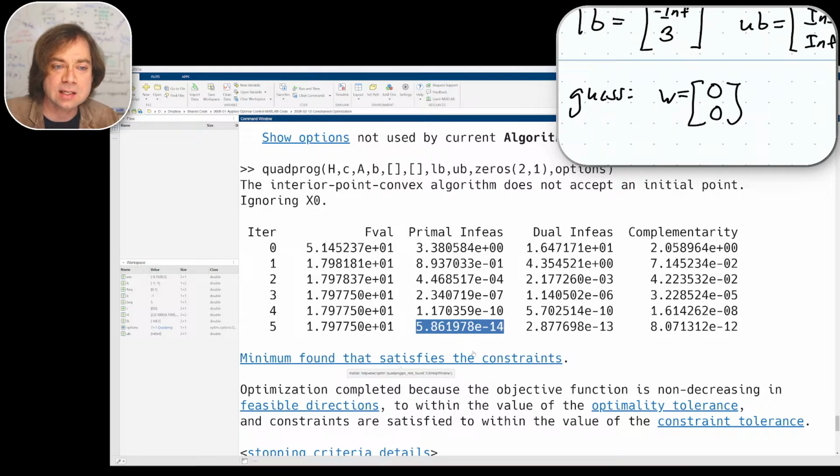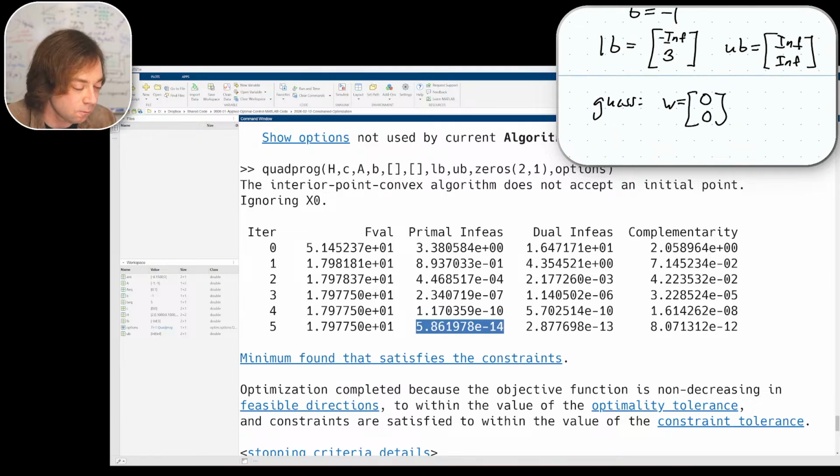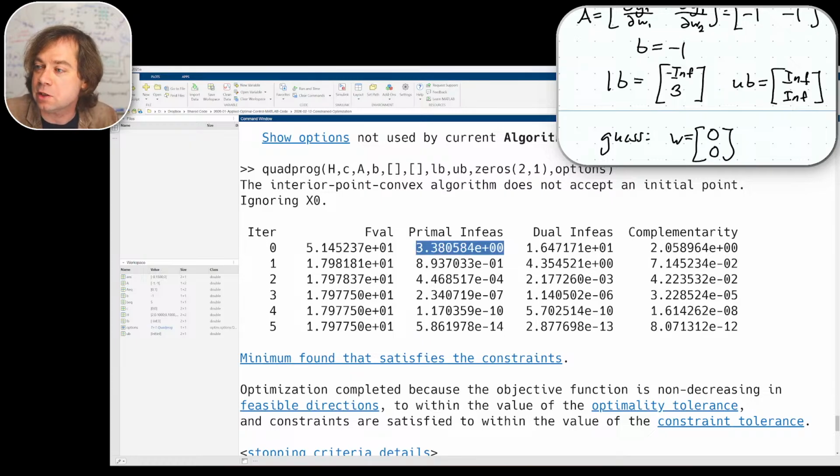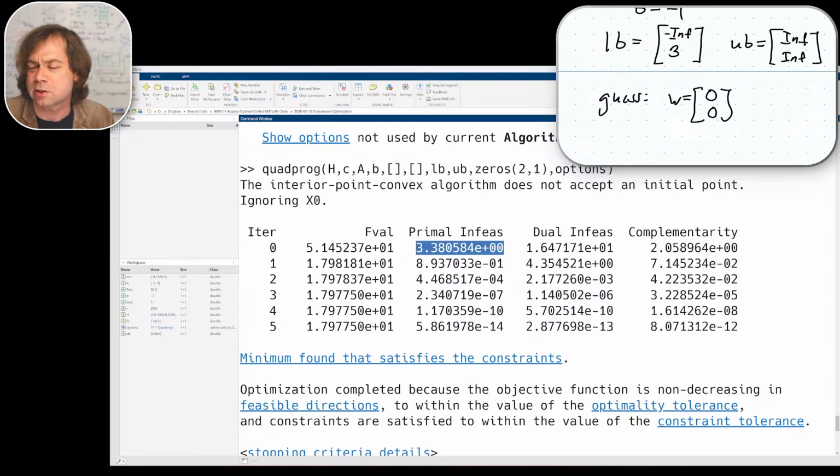Here's the question: is it even feasible? The answer is no, because for one, w2 is not greater than 3. It's not feasible. So this number here, on the very first iteration, is saying it's off by about 3. And this is off as well. I'll point out there are two constraints: w2 plus w1 has to be greater than or equal to 1. These two constraints are off. This tells you how far off you are in your constraints.